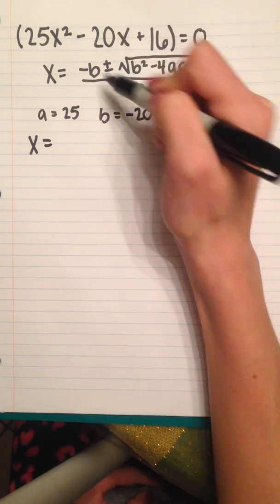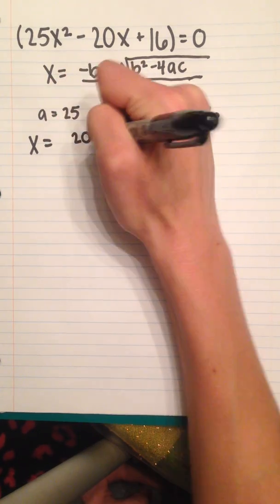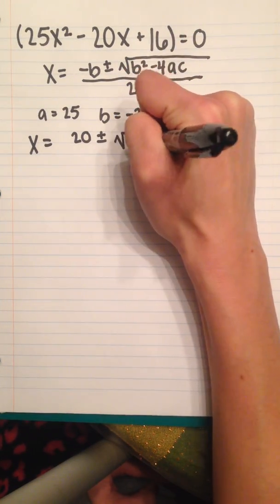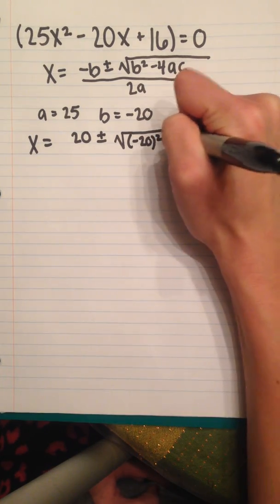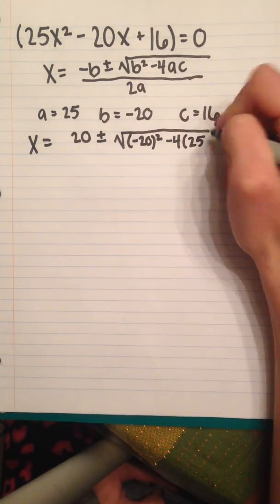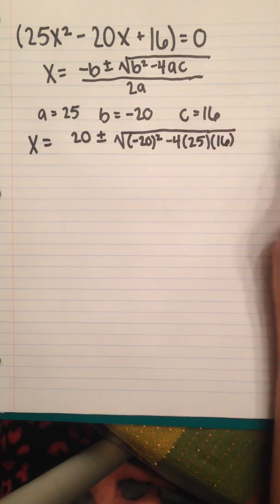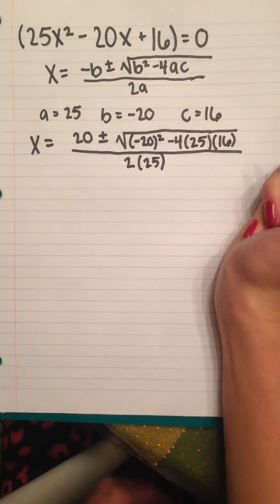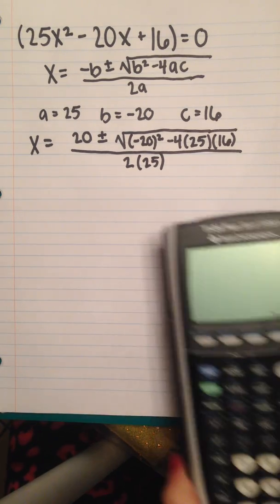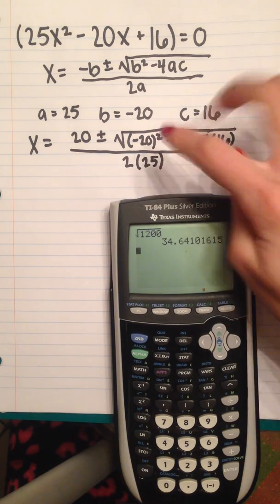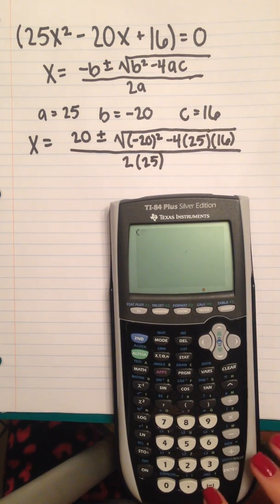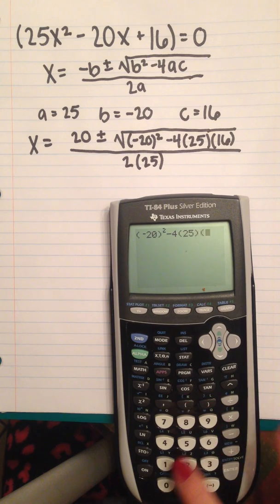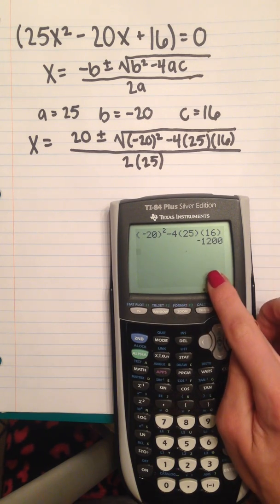x equals negative b, negative 20 is just plain 20, plus or minus the square root of b squared, which is negative 20 squared, minus 4 times a times c, all over 2a. Okay, now we can pull out our calculator. The first thing I usually do is figure out what's inside of the radical. So we have negative 20 squared minus 4 times 25 times 16, which is negative 1200.